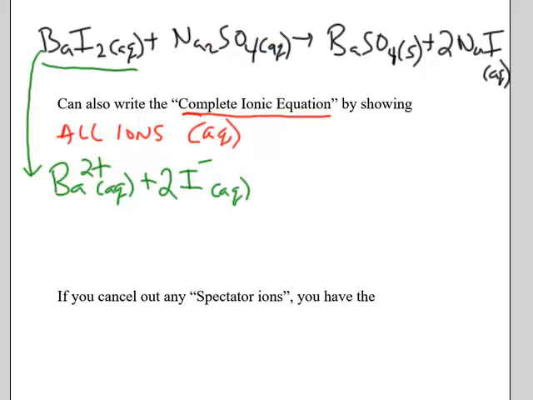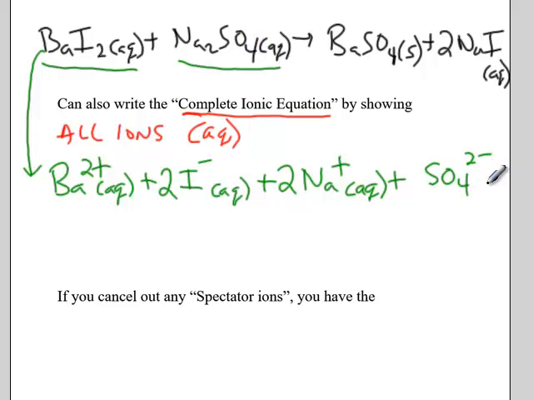We go to the next chemical, sodium sulfate. Sodium sulfate is ionic and it's aqueous, so this will also dissociate. When this breaks down, the cation is sodium and it's still aqueous, and we have two of those sodiums from the dissociation. The anion is sulfate, and we only have one sulfate because we had one sulfate in sodium sulfate.